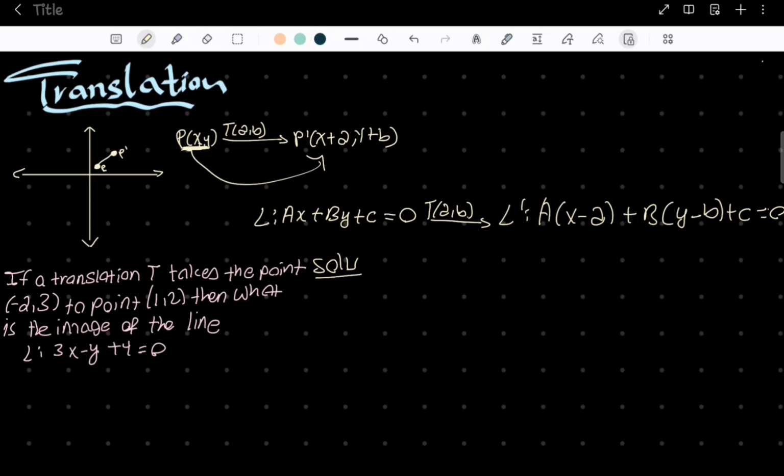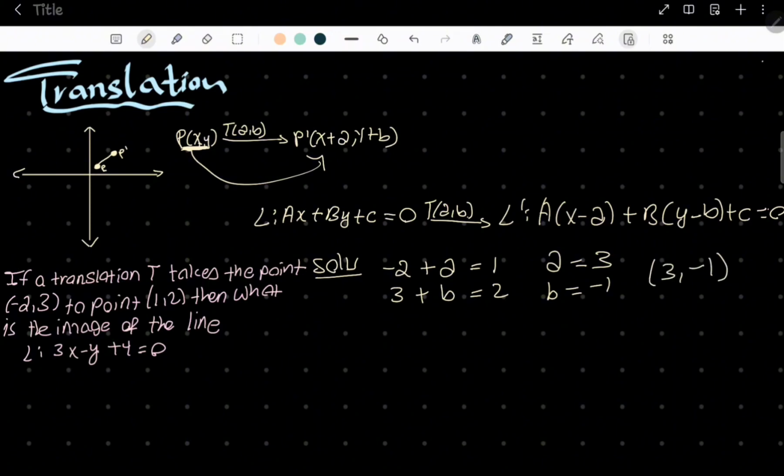Okay, so let's do it together. First, point (-2, 3) to point (1, 2). So the image is (1, 2). So -2 plus some number will give us 1, and then 3 plus some number will give us 2. So all we need to do is solve for a. When we solve, a will be 3 and b will be -1. So our translation vector will be (3, -1).